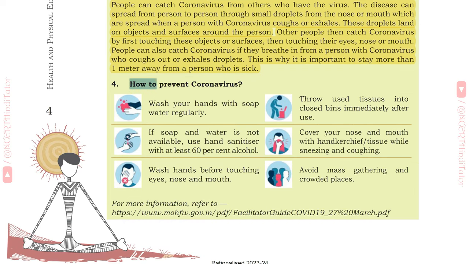Question 4. How to prevent coronavirus? Wash your hands with soap and water regularly. Throw used tissues into closed bins immediately after use. If soap and water is not available, use hand sanitizer with at least 60% alcohol. Cover your nose and mouth with a handkerchief or tissue while sneezing and coughing. Wash hands before touching eyes, nose and mouth. Avoid mass gathering and crowded places. For more information, you can refer to the link given below.